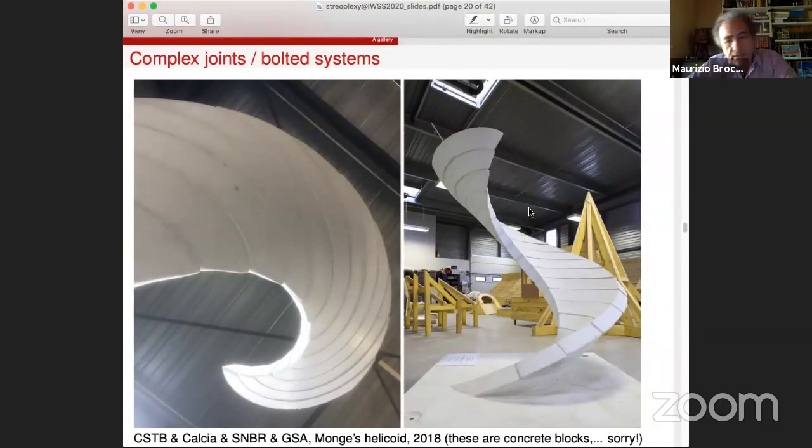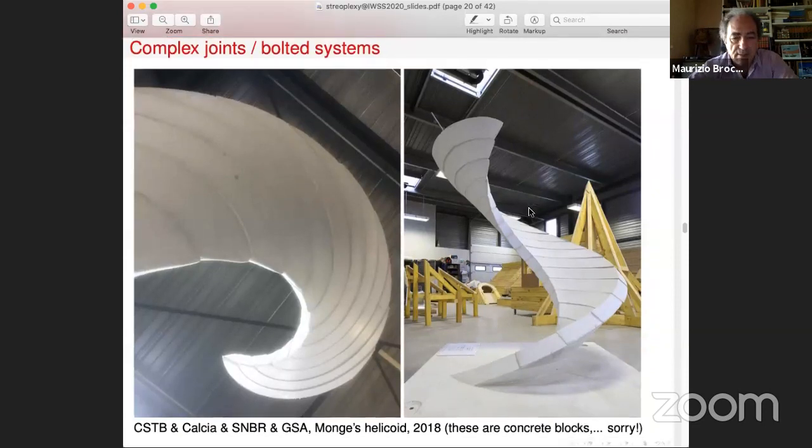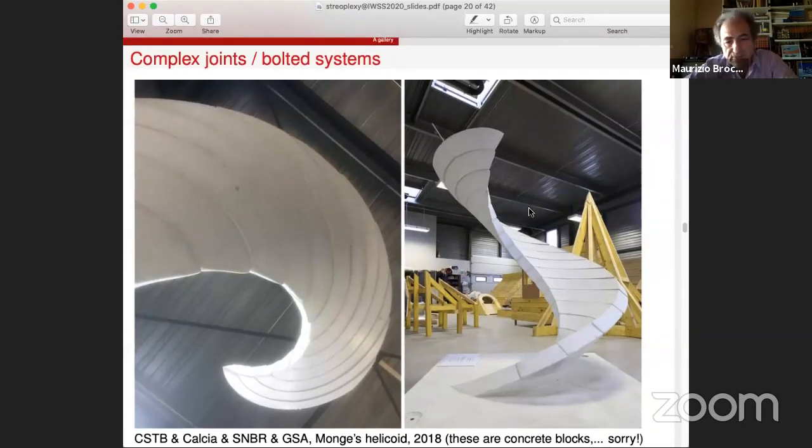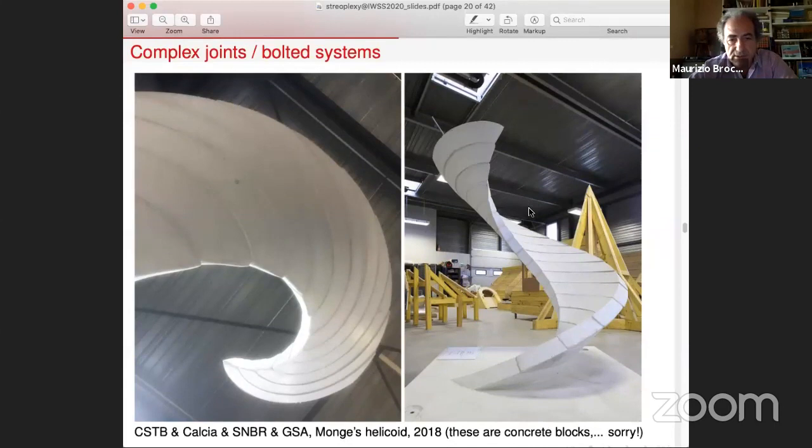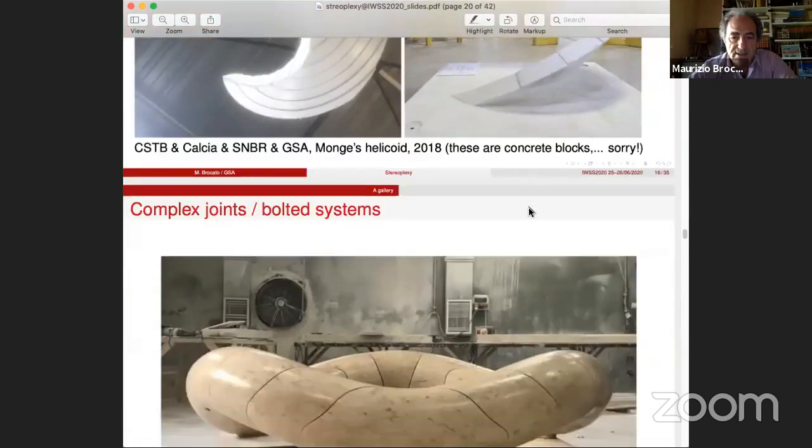And going to the working of ties or reinforcement bars into those structures, this is a Monge helicoid, so it's a real surface with several blocks. Unfortunately, those are not stones but concrete. This is rather a sort of an exception in my talk, but what is important here is that you have those complex joints that are linked with bars.